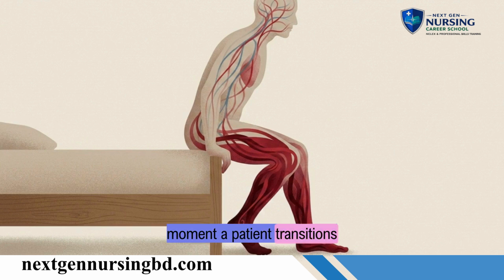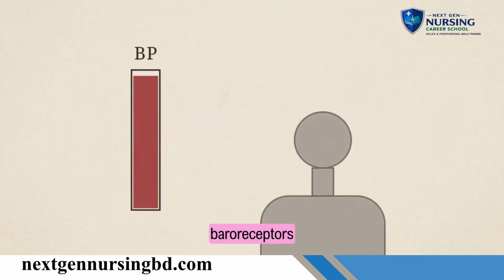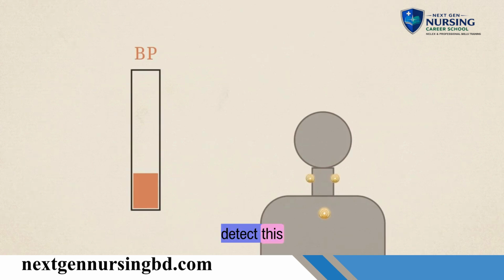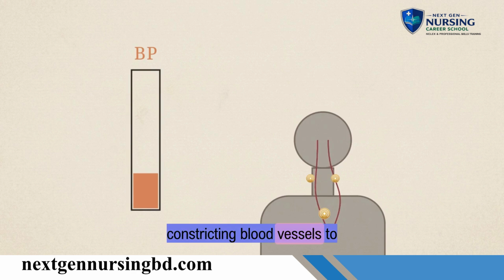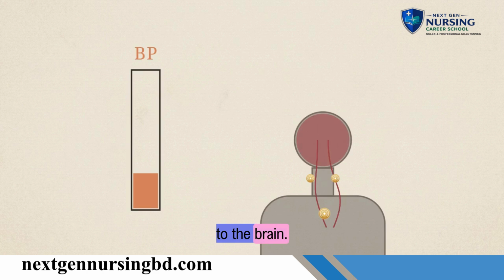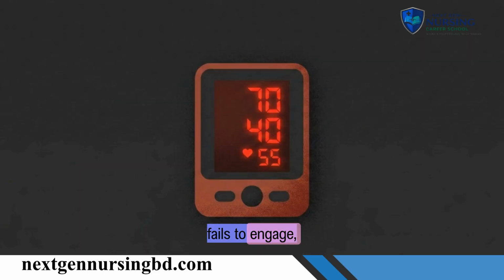The moment a patient transitions from lying to standing, gravity forces a significant volume of blood down toward the lower extremities. Normally, baroreceptors in the body instantly detect this drop in blood pressure. They trigger a compensatory response, increasing the heart rate and constricting blood vessels to maintain cardiac output and keep blood flowing to the brain. But when this system fails to engage, the patient experiences orthostatic or postural hypotension.